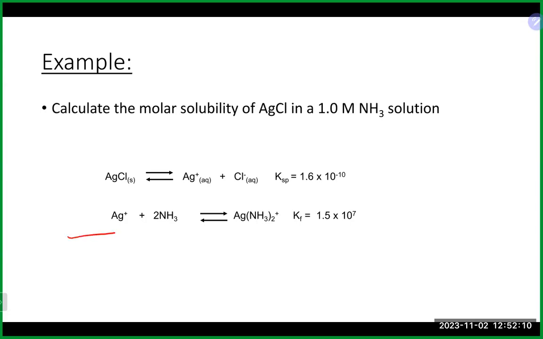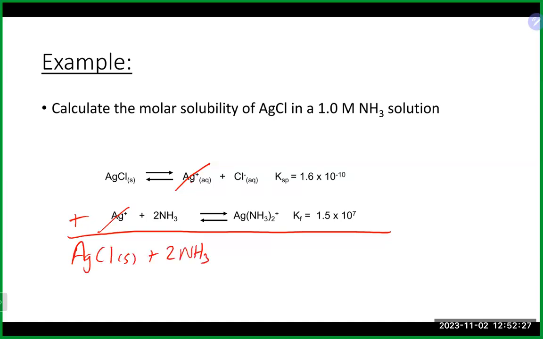By the way, can I add these together? I'm going to say yes, I can. And when I do add these together, those cancel. And you do end up with silver chloride plus a couple of ammonias will give us our silver complex ion and our chloride.